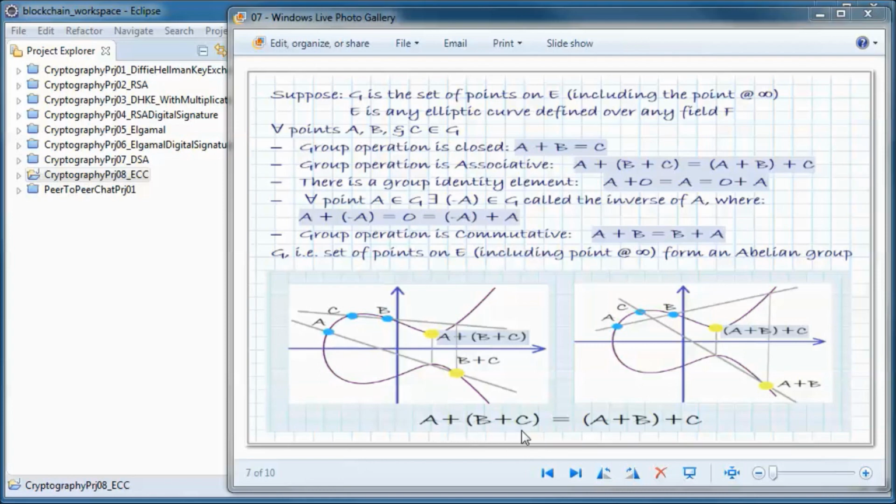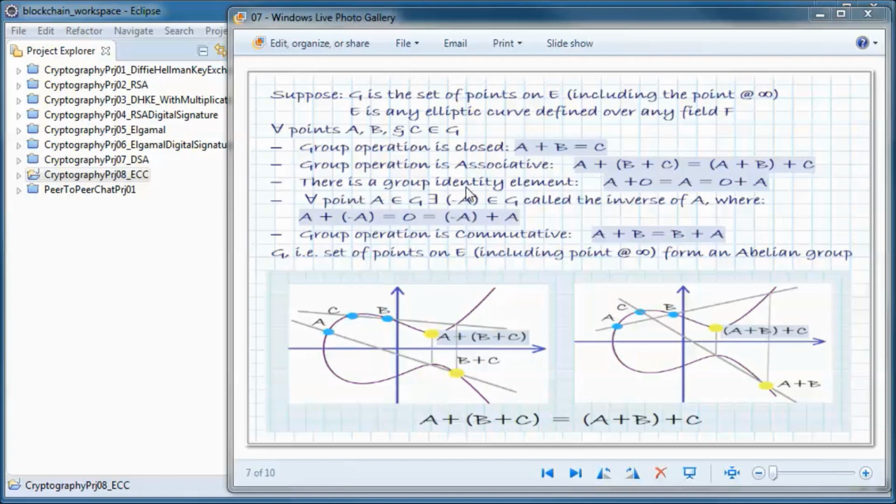So A plus (B plus C): if we take B plus C from here, we end up with this point, and then A plus (B plus C), we have this intersection point, and we end up with this point as A plus (B plus C). And here A plus B gives us this point here, and from here to C we end up with this intersection point, and with this point (A plus B) plus C, and those 2 points are the same.